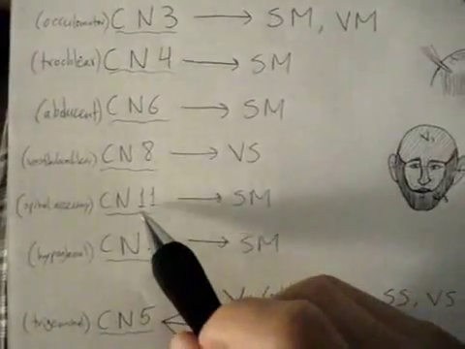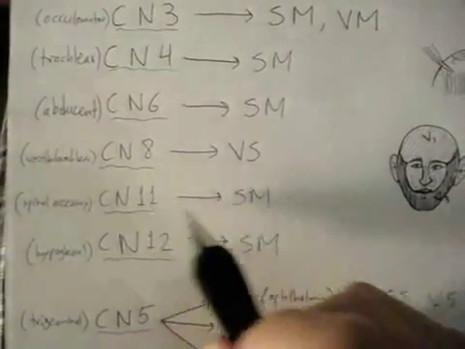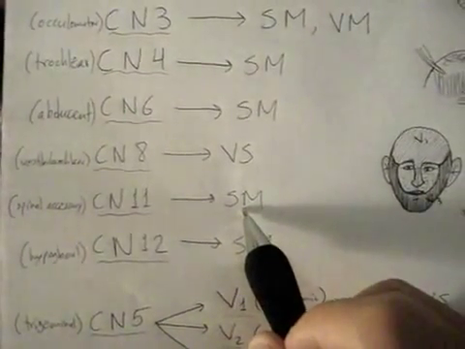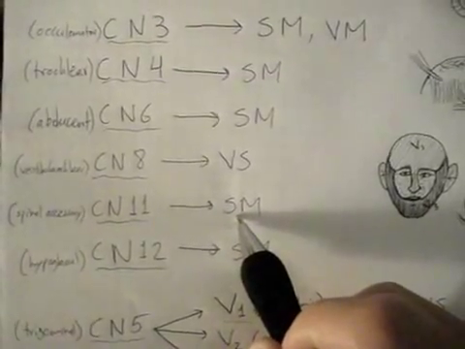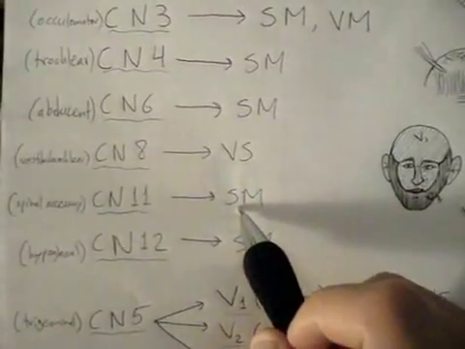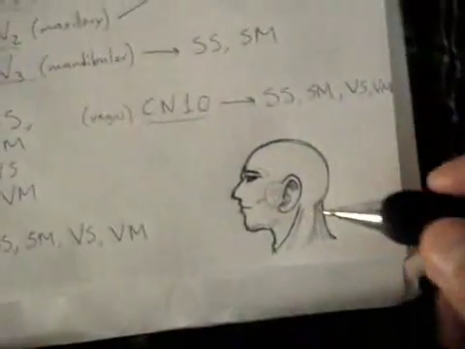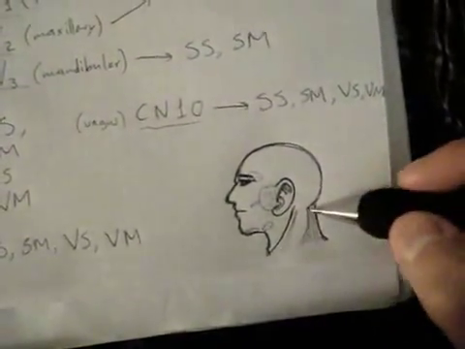Cranial nerve 11 is the spinal accessory nerve. It's only a somatic motor, and controls the muscles called trapezius, as well as the sternocleidomastoid muscles. So for example here, this is the sternocleidomastoid and this is the trapezius muscle.